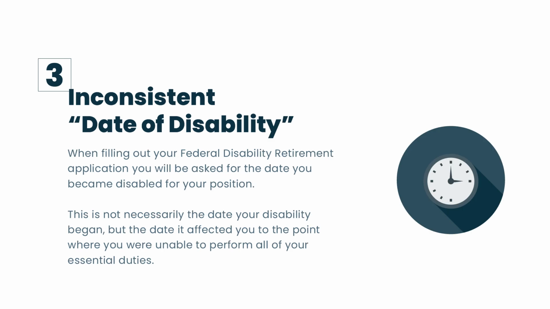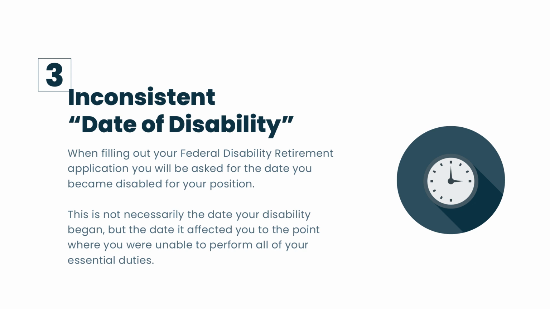A third mistake to avoid is an inconsistent date of disability. When you are filling out your application for disability retirement, you have to decide what date you feel you became disabled from your position. This can be a very tricky date to choose because sometimes our clients will have conditions that maybe they've had for a very long time. And so settling on a specific date can feel tricky, but if you do work with our firm, your case manager will be there to help you choose that date.